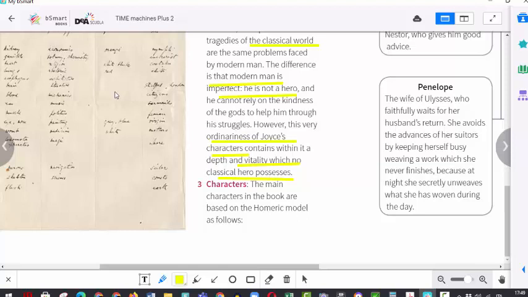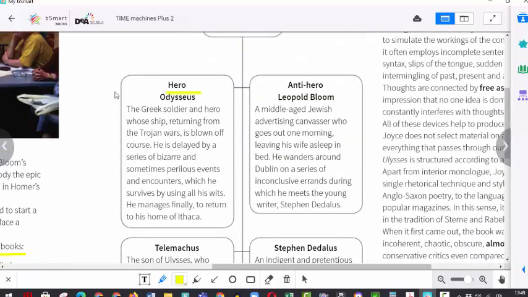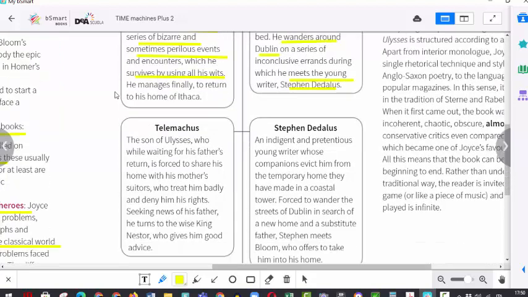Also, the main characters are based on the Homeric model, and here they are described: hero and anti-hero. Odysseus, we know everything about him, that before going back to Ithaca, his homeland, is delayed because of a lot of adventures that he meets, and he is able to survive because of his wit. On the other hand, Bloom is a middle-aged Jewish advertising canvasser, and he just goes out in the morning and wanders around Dublin, and in the end meets Stephen Dedalus and goes back to his wife.